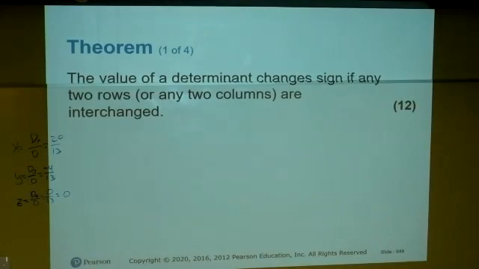Now, we're going to have a series of theorems here, and I'll just bounce through them because we just talk about them. We don't do anything with them in this course. So the value of a determinant changes sign if any two rows or columns are interchanged. So you switch two rows, or you switch two columns, you're going to get the same determinant, but with an opposite sign.